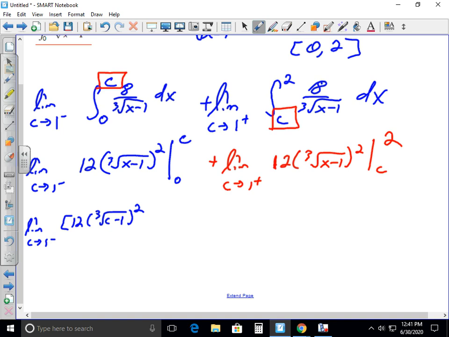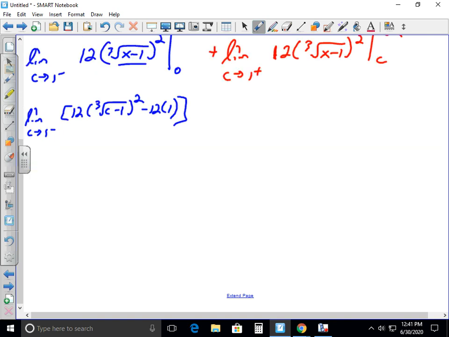And then if we plug in a 0, we get 12 times, 0 minus 1 is negative 1. The cube root of negative 1 is negative 1, and then negative 1 squared is 1. When we take the limit of that, if we let c approach 1, c is getting close to 1, 1 minus 1 is 0. Cube root of 0 is 0, so that whole first thing goes to 0. And then we have our minus 12.